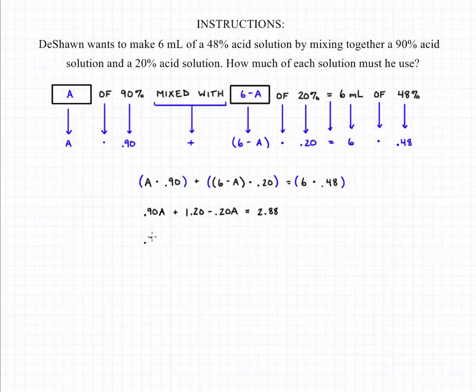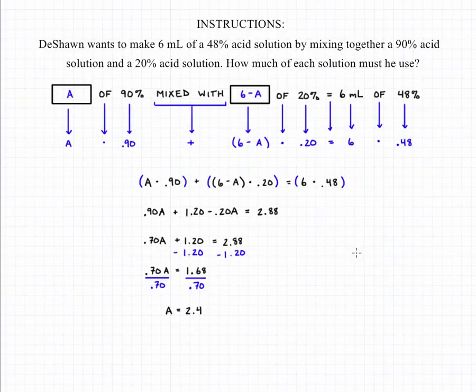If we combine our like terms, we'll have 0.70A plus 1.2 is going to equal 2.88. We can subtract 1.2 from both sides of the equation, and that is going to give us 0.70A on the left and 1.68 on the right. If we divide both sides of the equation by 0.70, we'll end up with A being equal to 2.4.